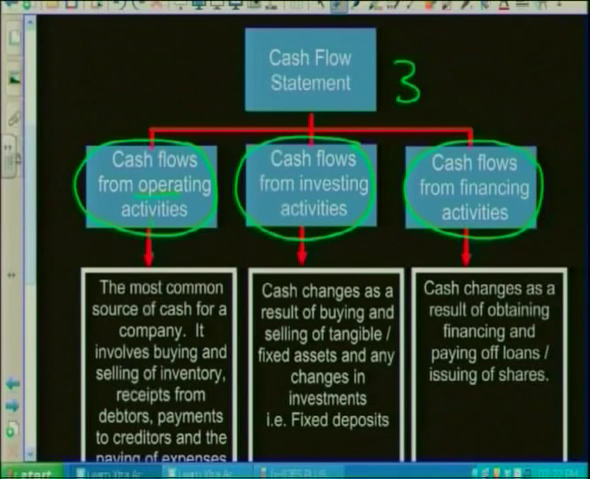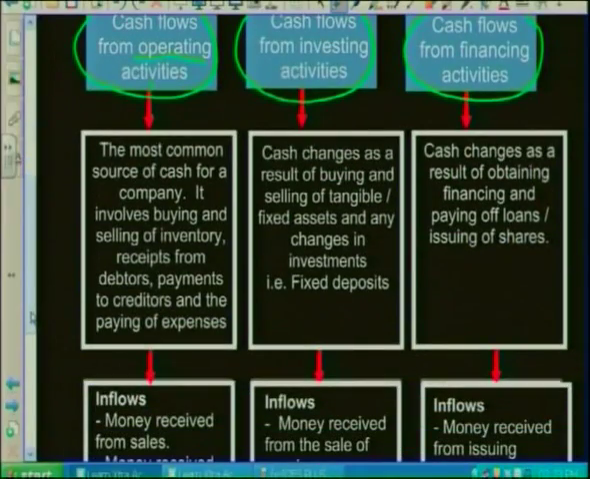Let's start by looking at cash flows from operating activities. Now, let's look at the word operating. Operating obviously refers to the business itself, the core business function. In other words, where is the main source of cash coming from? So if you look at any business or any company, the main source of cash obviously comes from sales, or if the business renders a service, it comes from current income.